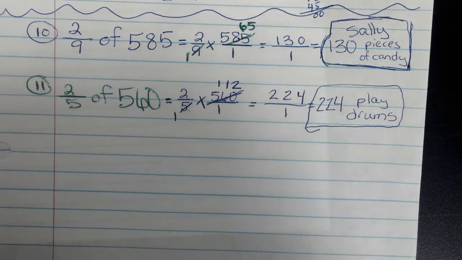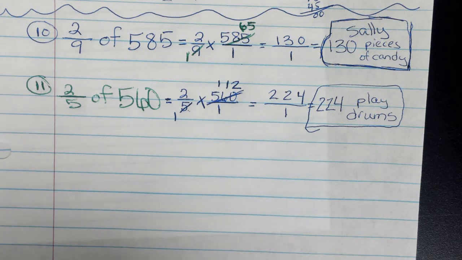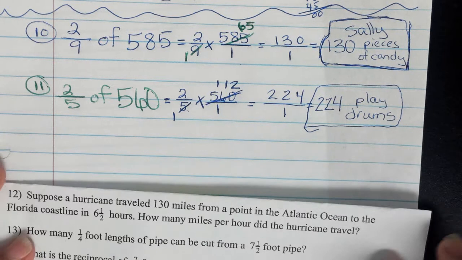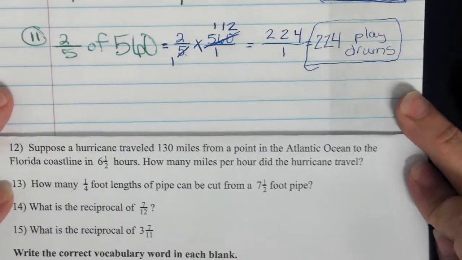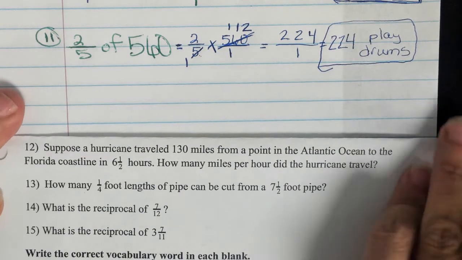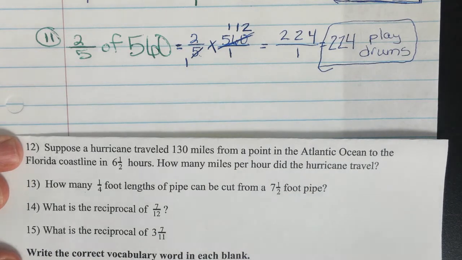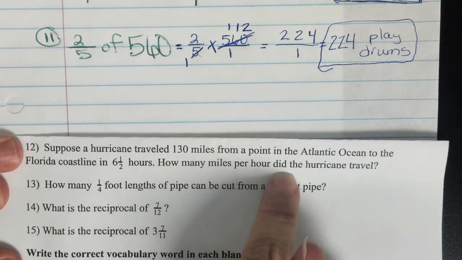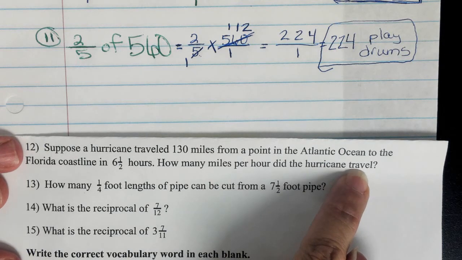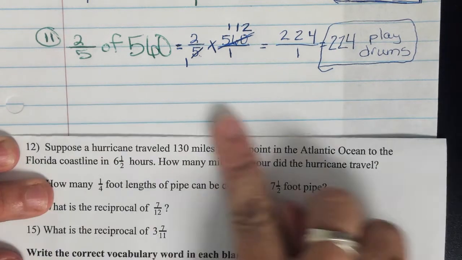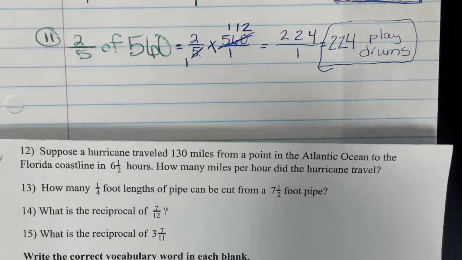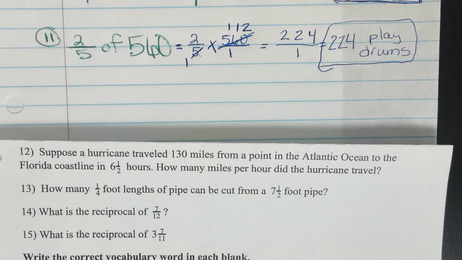Number 12. Suppose a hurricane traveled 130 miles from a point in the Atlantic Ocean to the Florida coastline in 6.5 hours. If you think about it being way out at sea and it's coming in, it's 130 miles and it takes 6.5 hours. How many miles per hour did the hurricane travel? Now, thinking about this, you've got this big distance, 130 miles.